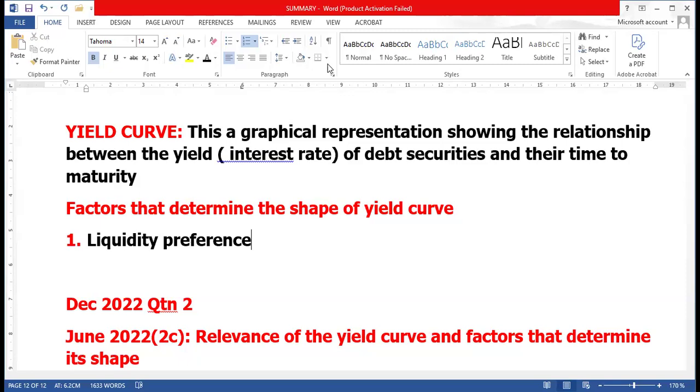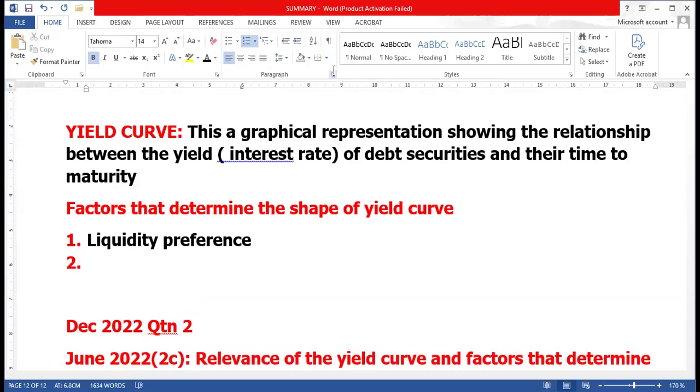More premiums with a high maturity period, a long maturity period, and that increases what? Also that increases the returns, the yields, and in the long run, you will have an upward sloping curve. Then point number 2, let me hope you have understood the liquidity preference.